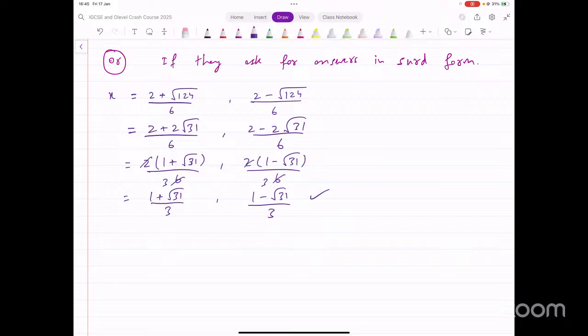Okay. Any questions until this point? Any quick questions until this point? No?